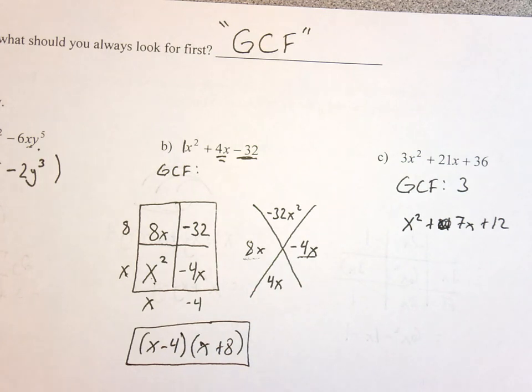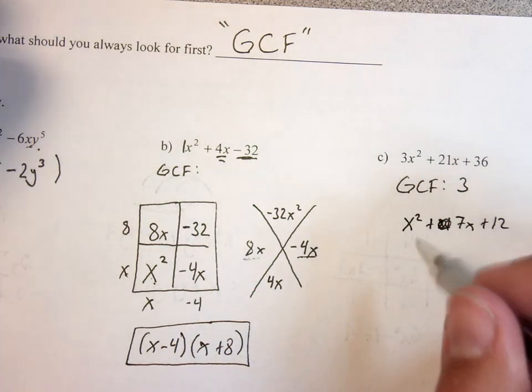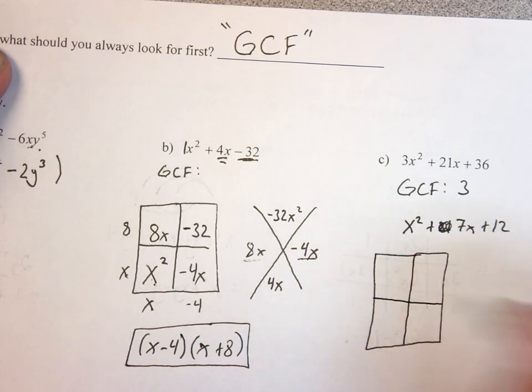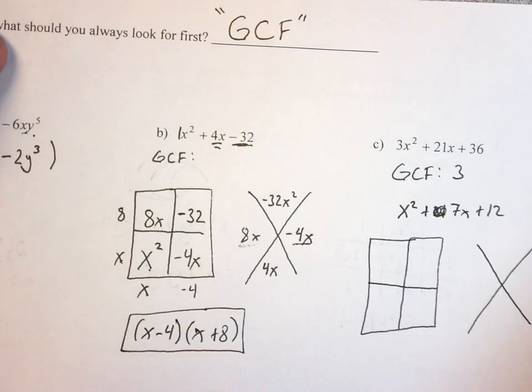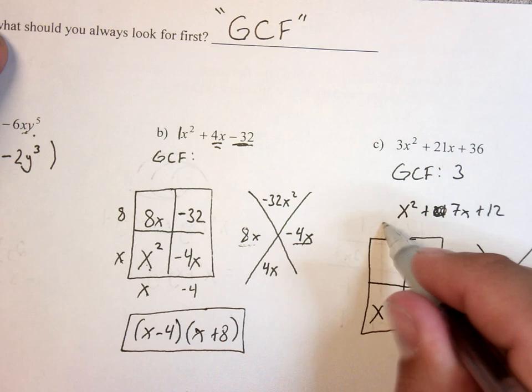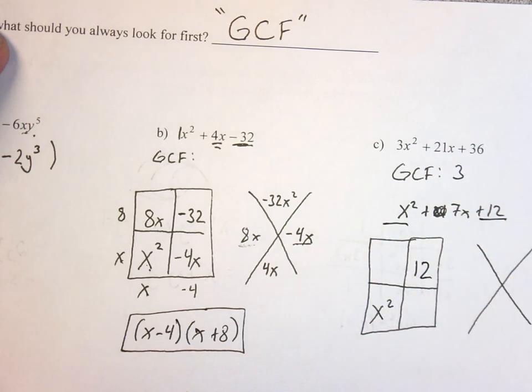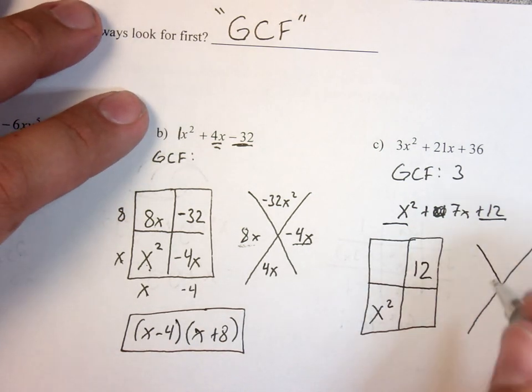Now I'm going to do a diamond box. Make my generic rectangle, make my diamond. In the left corner, I'm going to put x squared, my a term. I'm going to put my c term in the top right corner. You don't have to put them in the bottom lower left and top right, but they do need to be diagonal from each other. So I'm going to multiply them together.